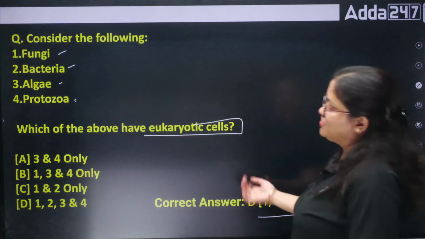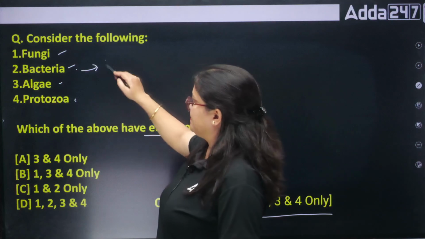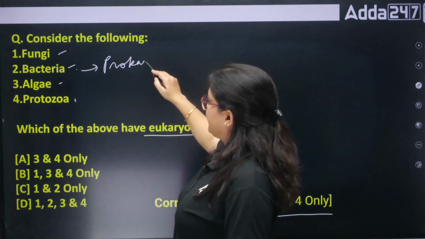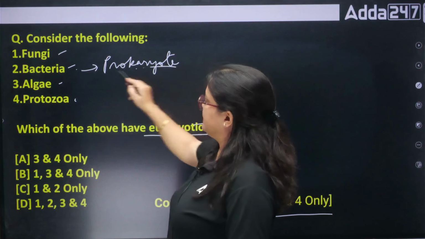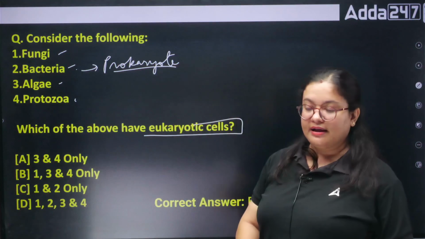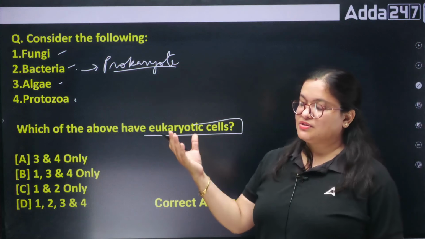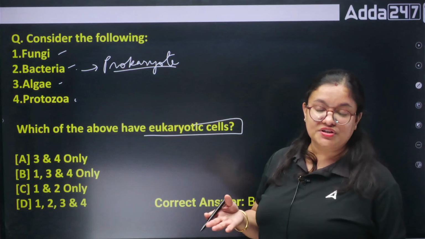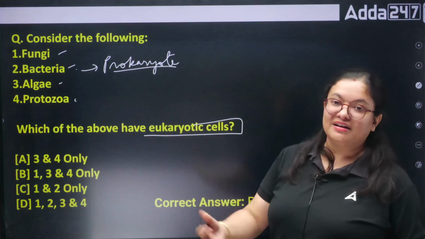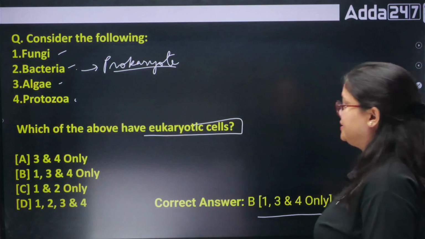So the answer is 1, 3 and 4, while this is an example of a prokaryote. They only have a single cell and that cell is enough to do all the activities, like coupling up with the host, with our host cell and forming a disease. Everything they can do with a single cell.